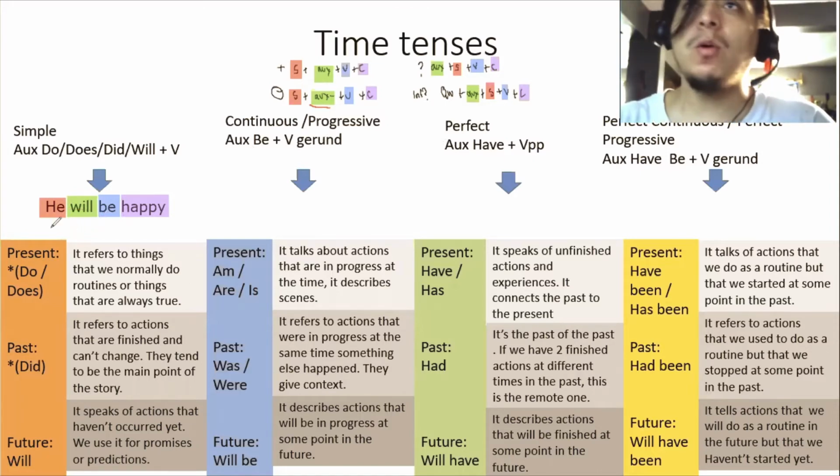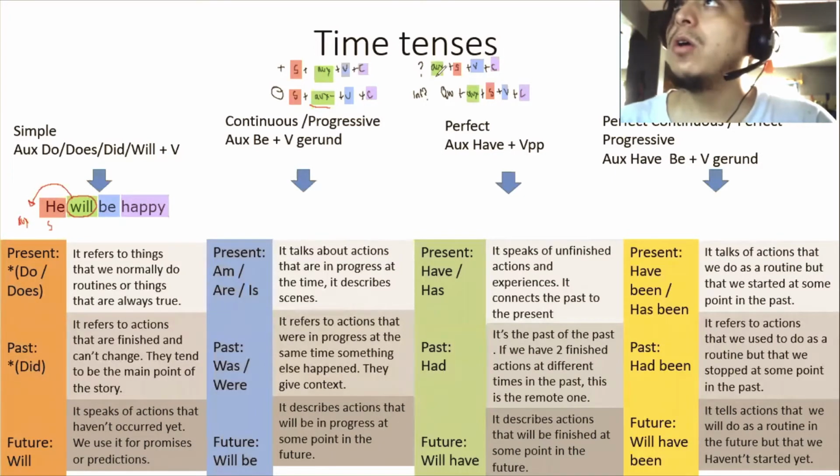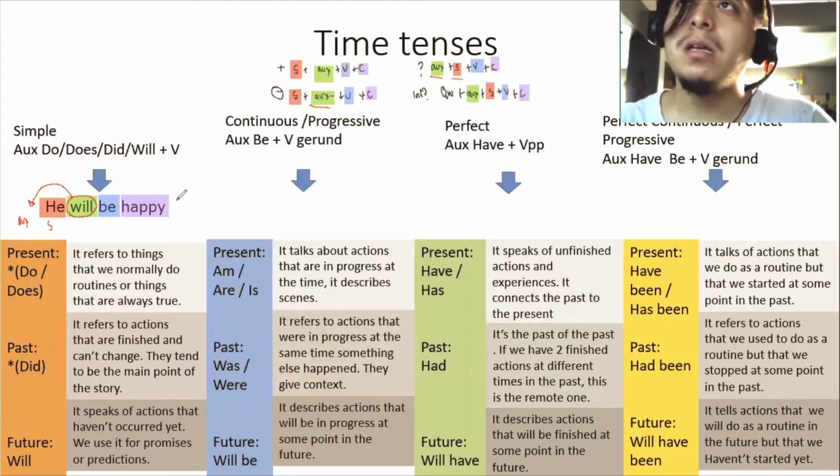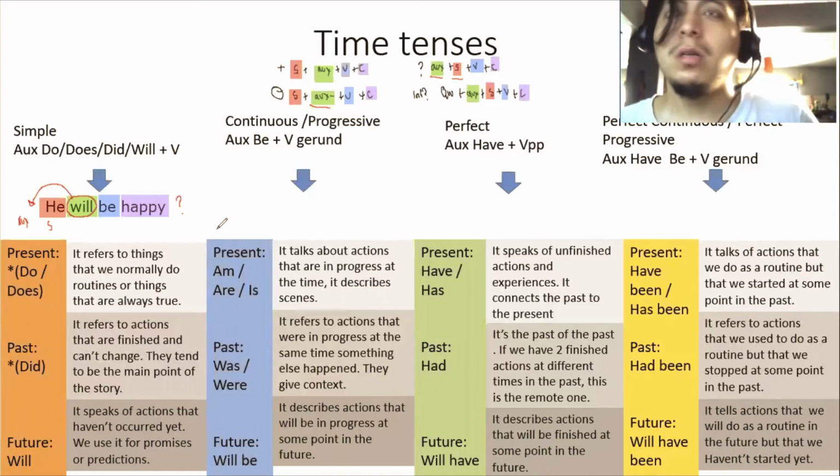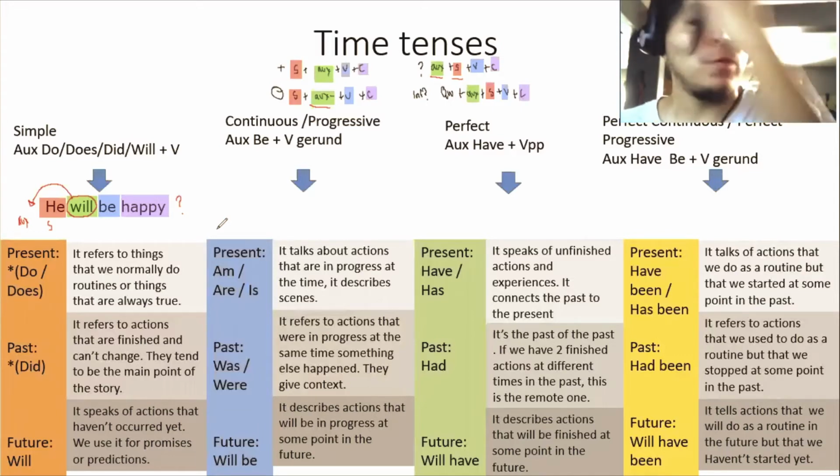What happens if you want to make a question? Your auxiliary is going to switch positions with the subject. First the auxiliary, and then the subject. Will he be happy? Yes, he will, or no, he won't. It's super easy to use the simple future, okay?